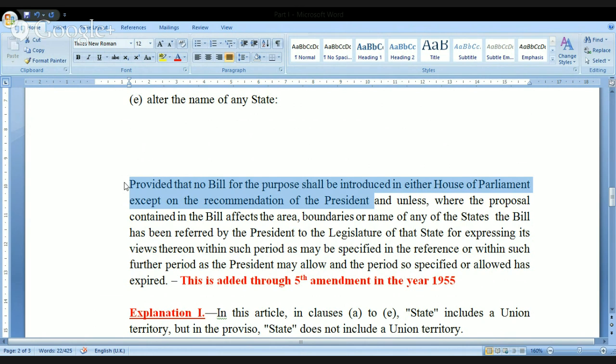Meaning, no bill under Article number 3 can be introduced in the parliament without the recommendation of the president. Meaning, if you want to create a new state or anything under Article 3, the bill has to be introduced in the parliament with the prior permission of the president. This is a simple meaning here.